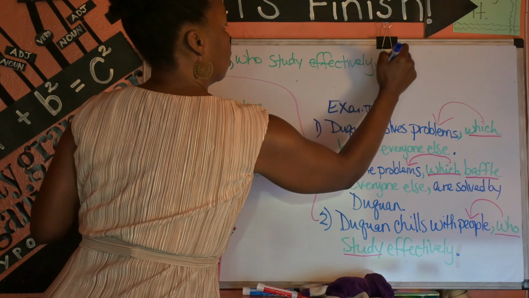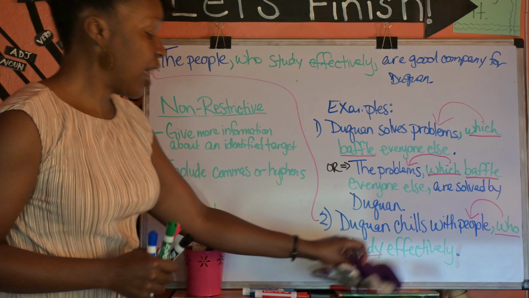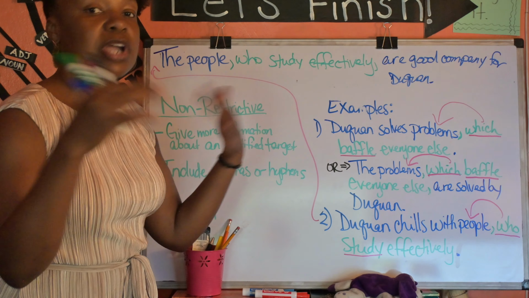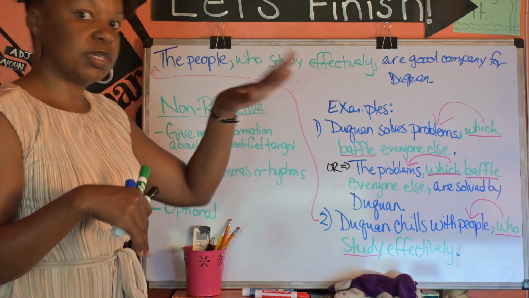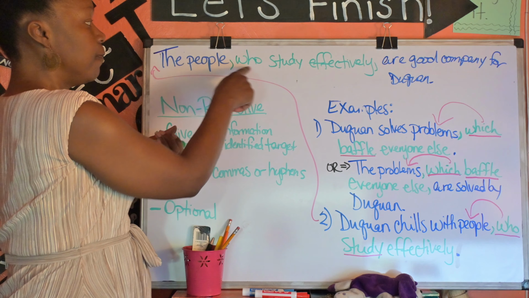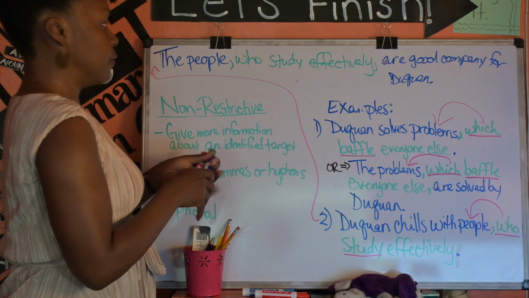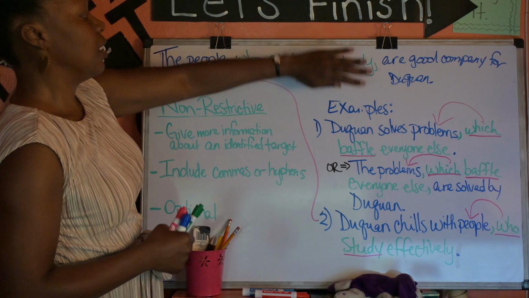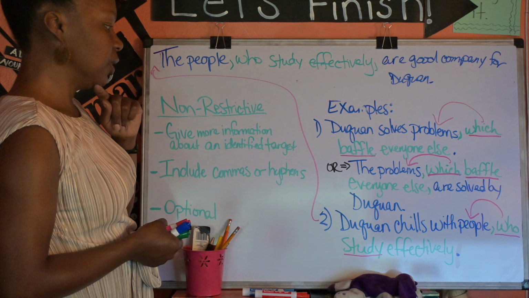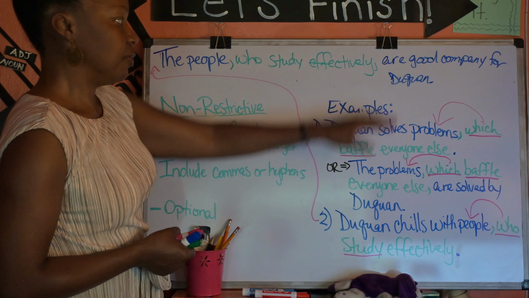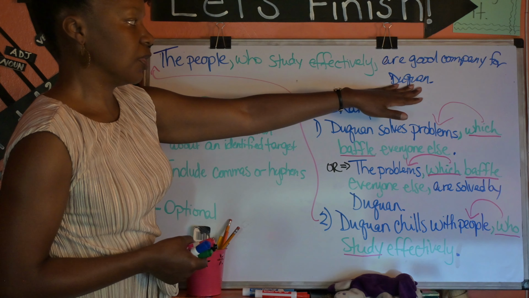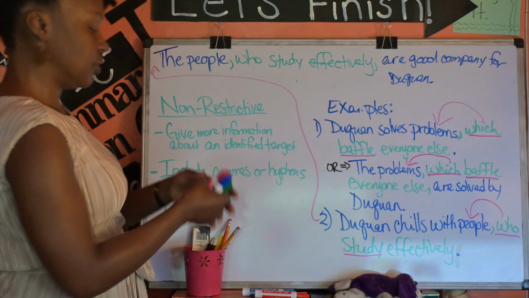All right, I didn't use a variation of chills with because I would have had to rearrange a bunch of words, and depending on your English comprehension level, it could have become confusing. So this is what we have now. The people who study effectively are good company for Daquan, right? If we omit the relative clause who study effectively, we're left with the people are good company for Daquan, which pretty much means he likes chilling with them. And now that I look at it, these are not the same, okay? Just because Daquan likes to chill with them doesn't mean that they're good company. But let's just roll with it.